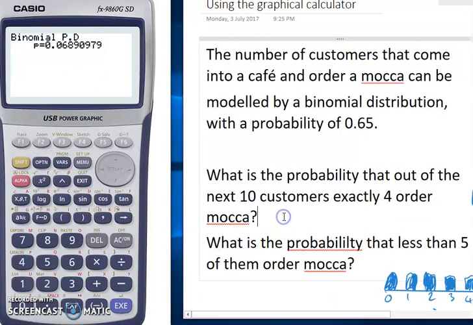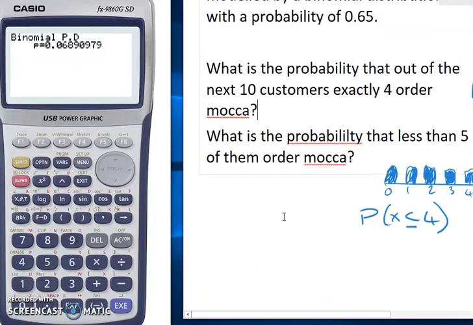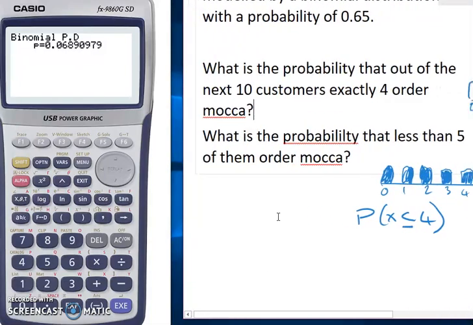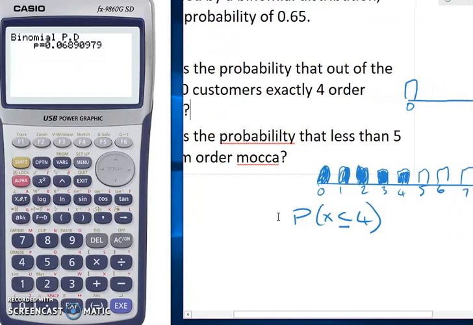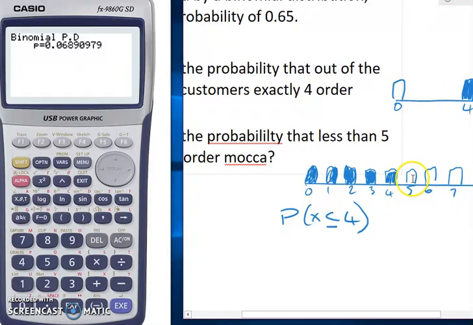Now the next problem: what's the probability that less than 5 of them order a mocha? I've drawn a picture of less than 5. 5 is not included. Our calculator always goes with less than or equal to, so this calculator is going to work with the probability of X less than or equal to 4. So therefore our X is 4.